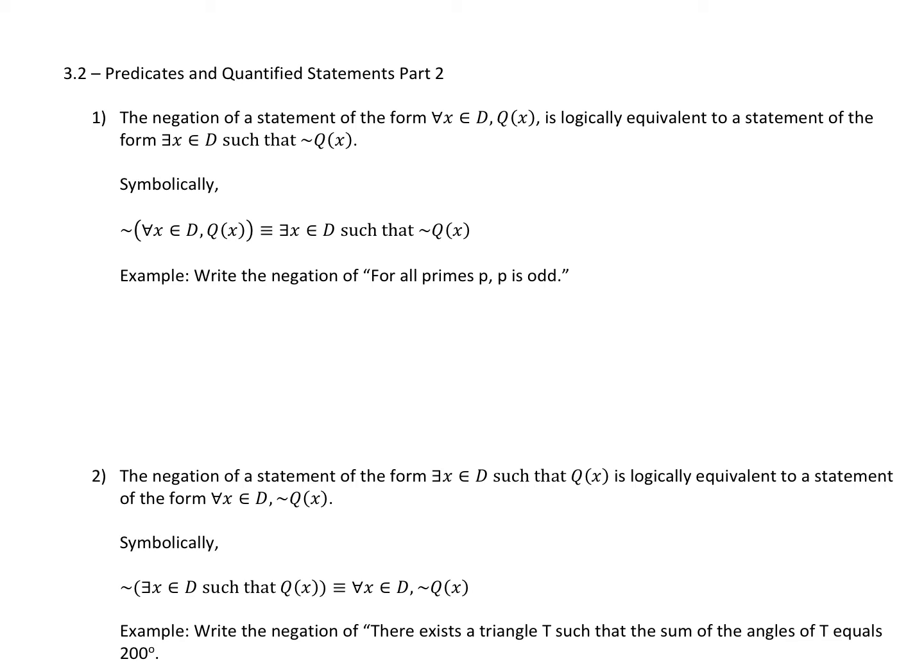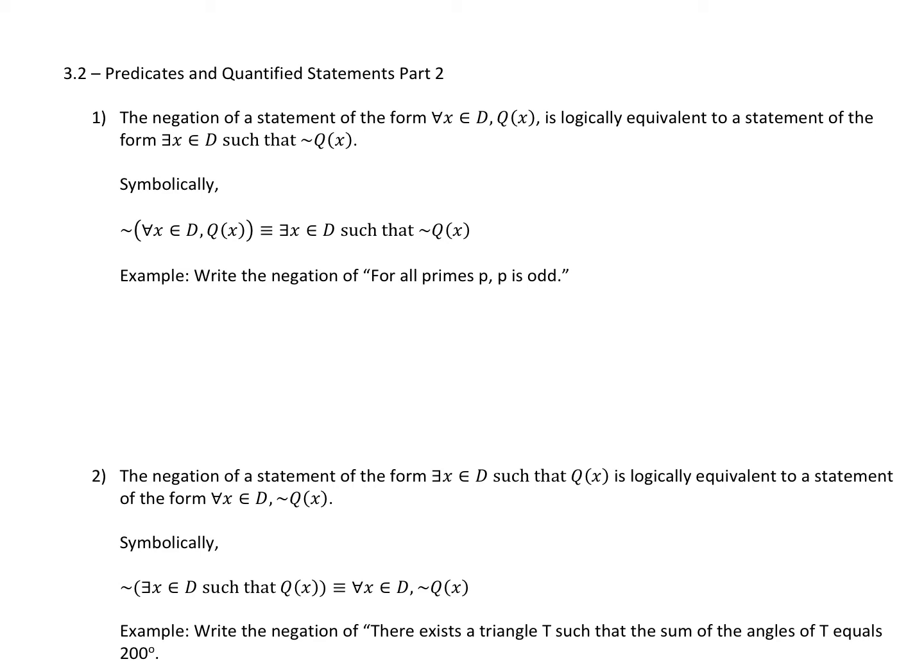The negation of a statement of the form for all x in D, Q of x is logically equivalent to a statement of the form there exists an x in D such that not Q of x. So if you want to negate a for every statement, it becomes a there exists statement. Symbolically, not for all x in D, Q of x is logically equivalent to there is an x in D such that not Q of x. Hopefully the examples will make this feel obvious.